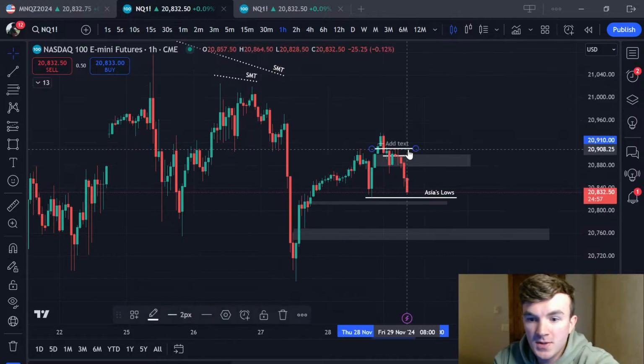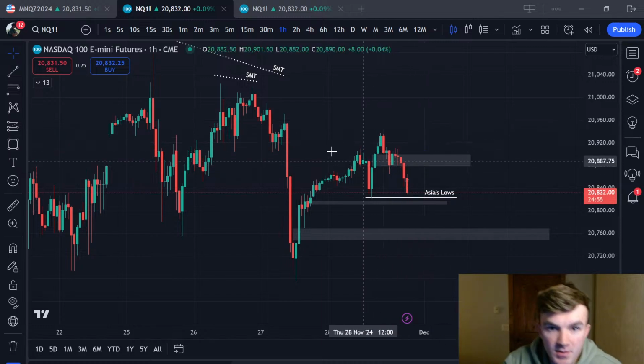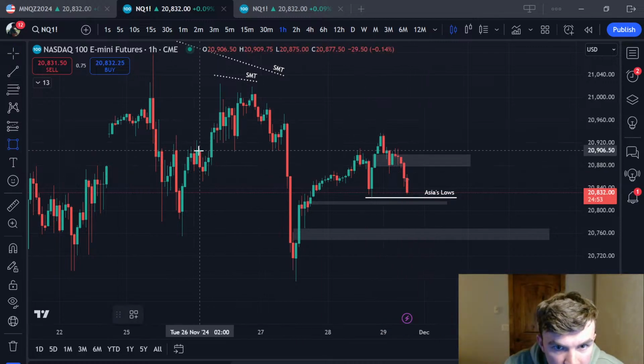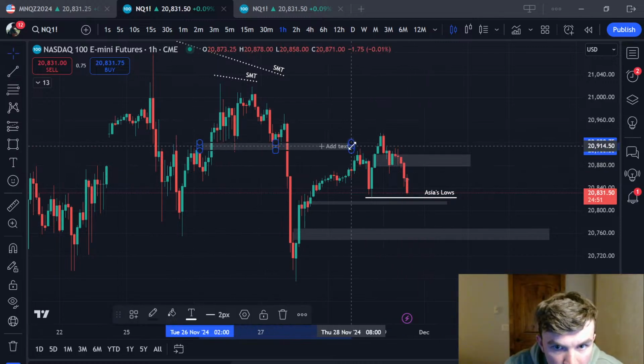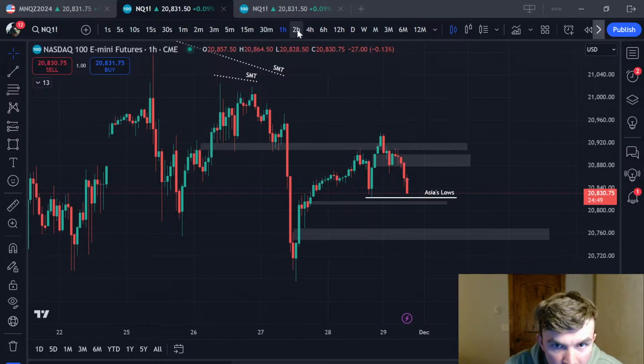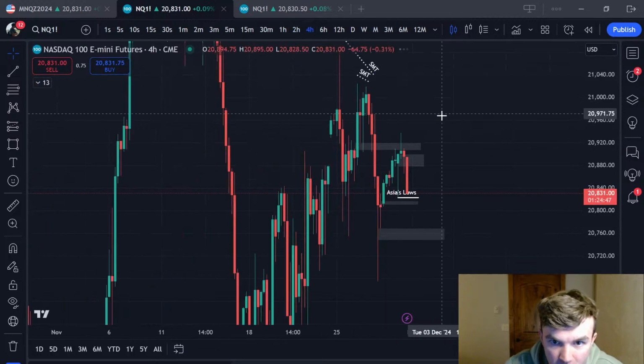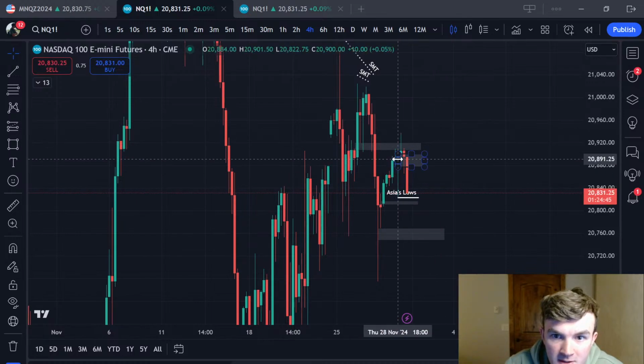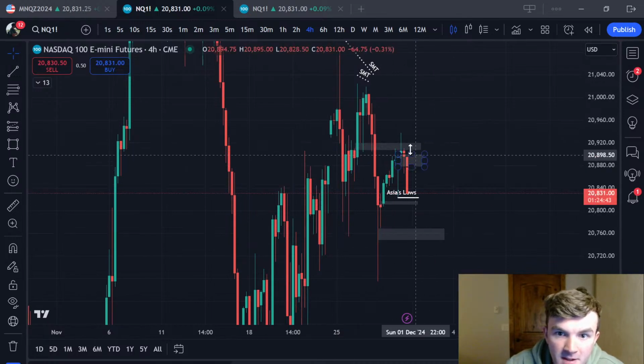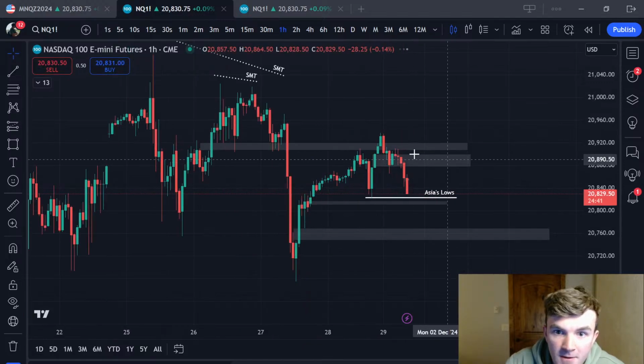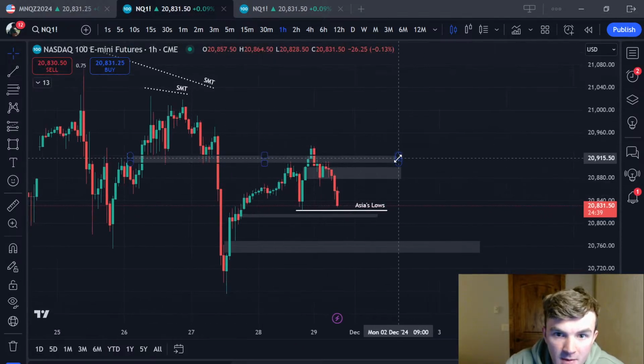You can see also here that we have so far held this small BPR here. So if I turn up the 2 hour, maybe the 4 hour, you can see how this wicked into it, right? It's a giant wick on the 4 hour. So this is a 1 hour. I would honestly call this a 1 hour BPR.